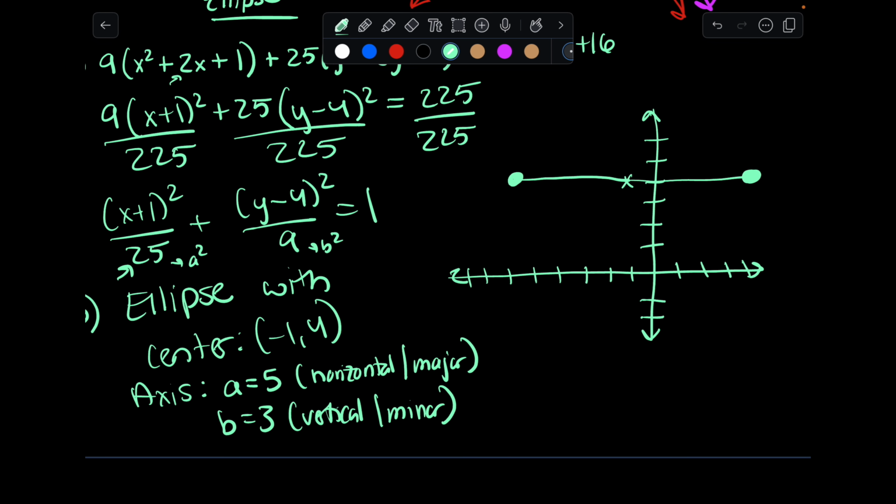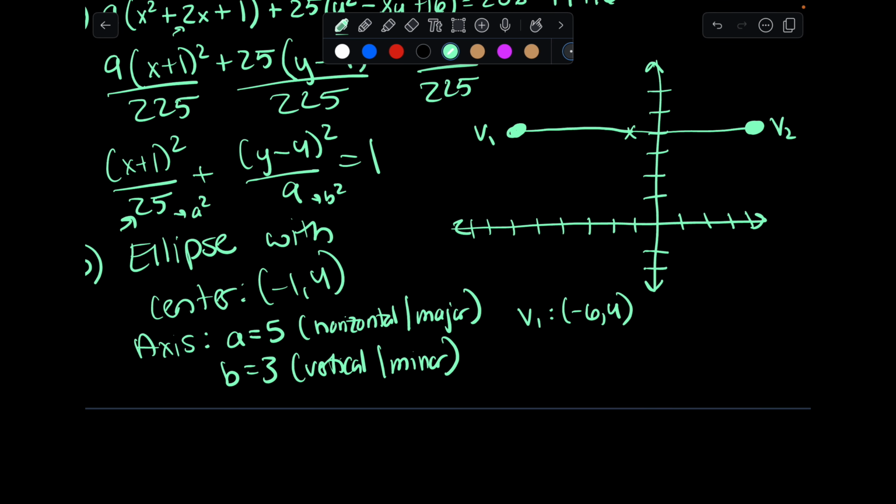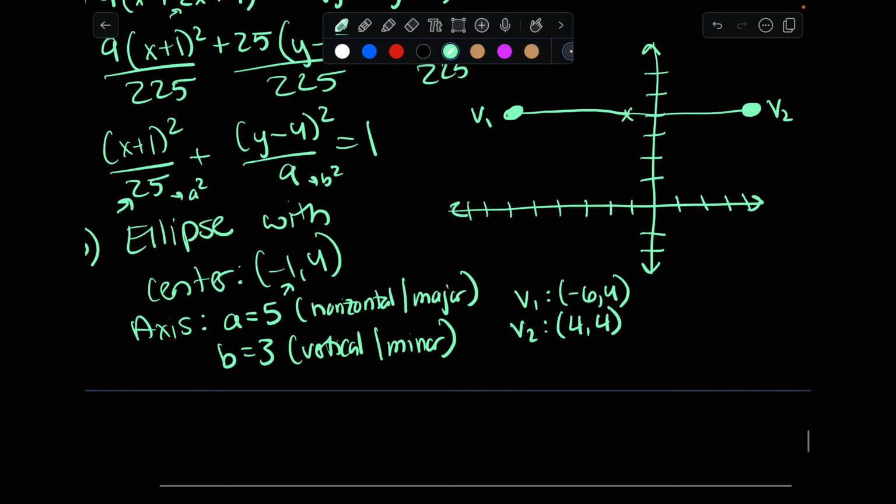Now, the edges of the major axis are going to be your vertices. We read left to right, so I call this one V1, and this V2. So in my list down here for vertices, V1 is going to be -6, 4. All I did was -1 minus 5, and then -1 plus 5, we end up with 4. And then the height is 4 because it's in line with the center.